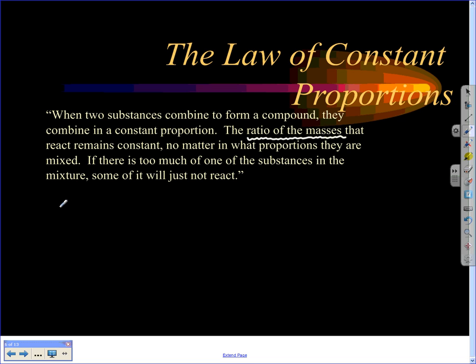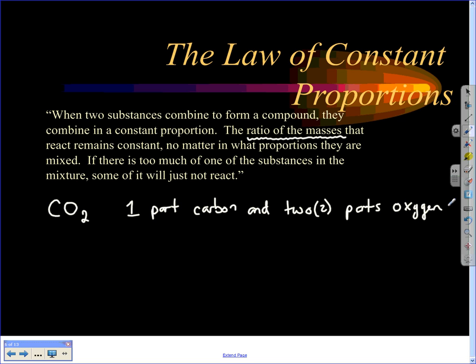So for instance, let's use our example CO2. What this means is 1 part carbon and 2 parts oxygen. If I were to go ahead and take 2 canisters, and this one had 4 carbons, and this canister had 4 oxygens, we could see that the carbon and the oxygens would come together to form CO2.